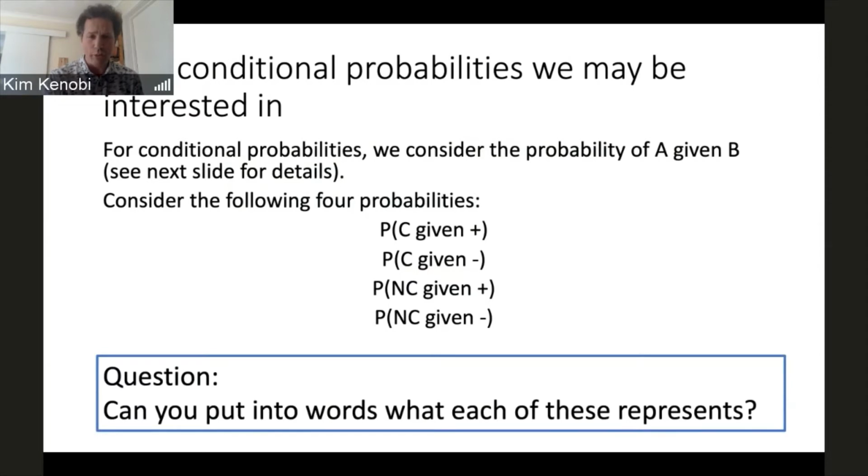So could you put into words what each of these represents? Just have a little bit of a think about that, and maybe choose one of them, and put in the chat how you would put into words what that means. Let's say P(C given plus). What does that mean in words? Could somebody put that in the chat?